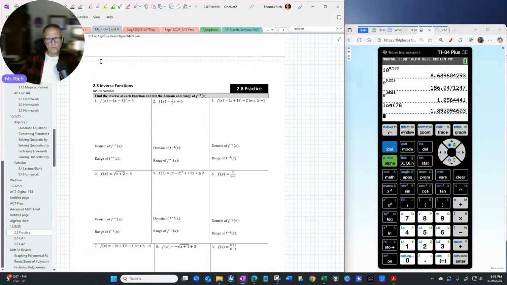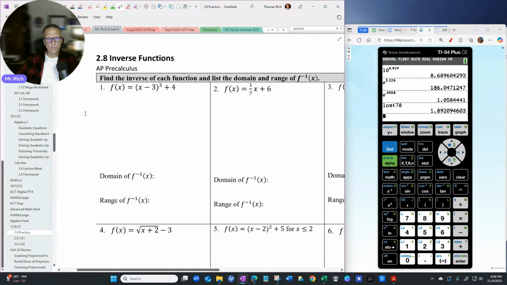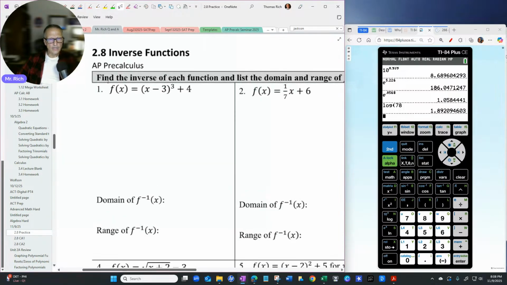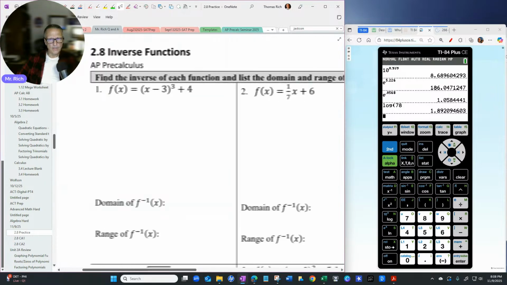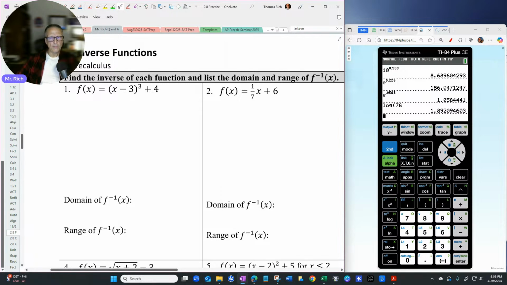Well, what I want to do first, students, is just talk about inverse functions, how to find inverse functions. This is something that you did learn about back in Algebra 2 for sure. And let's take a look at a quadratic function. And our job here is to find the inverse of each one of these functions, and then find the domain and the range of the inverse function.